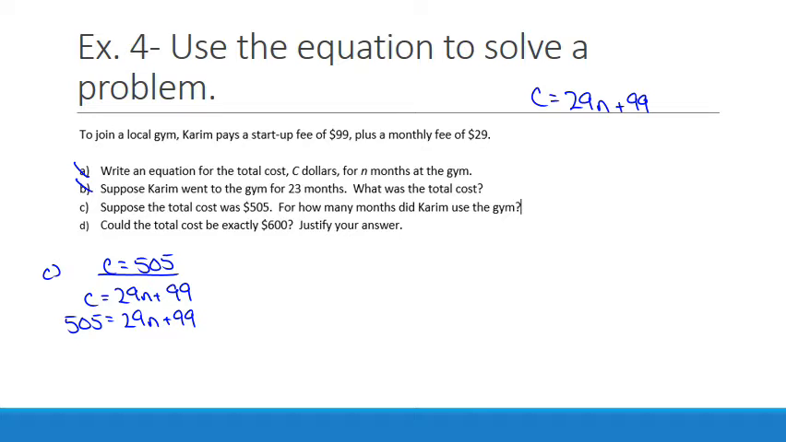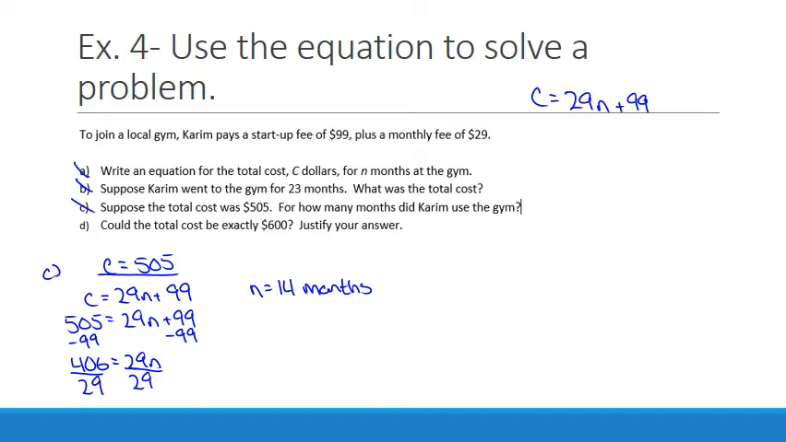So now this is just a basic equation to solve. I want to move that constant value. So move what's not attached to the variable first, subtract 99. So I have 406 equals 29N. Then I divide by whatever's in front of the N. That's 29. So then I get 14, which is 14 months.